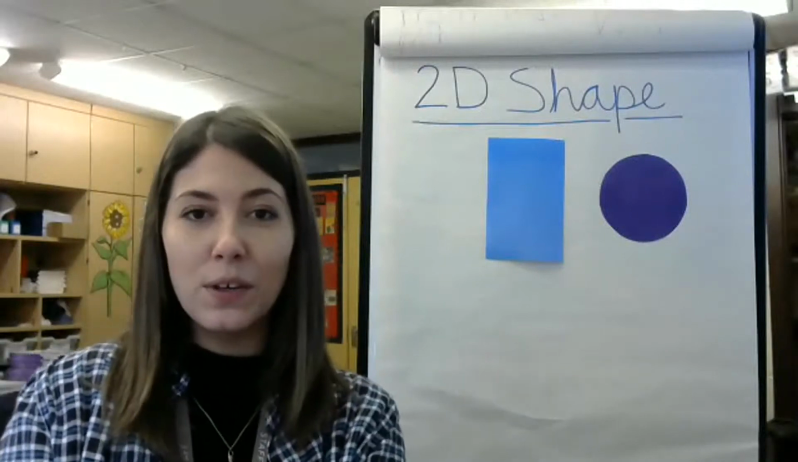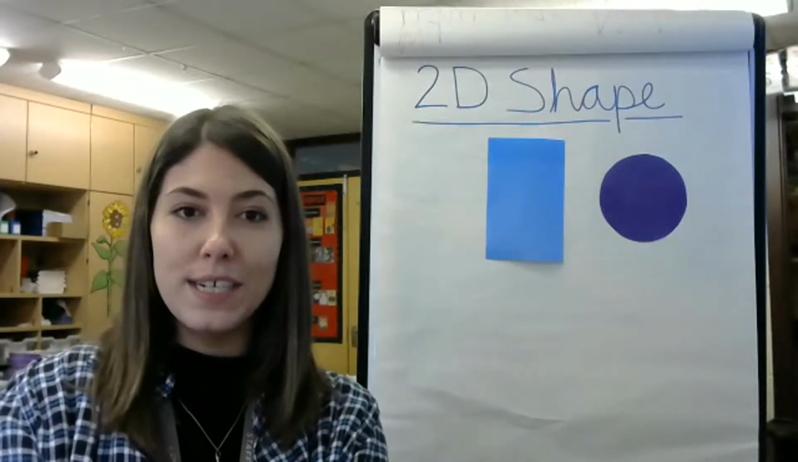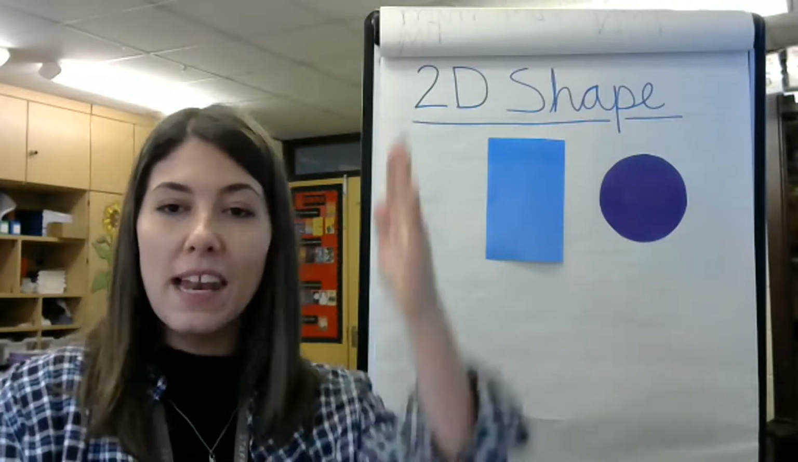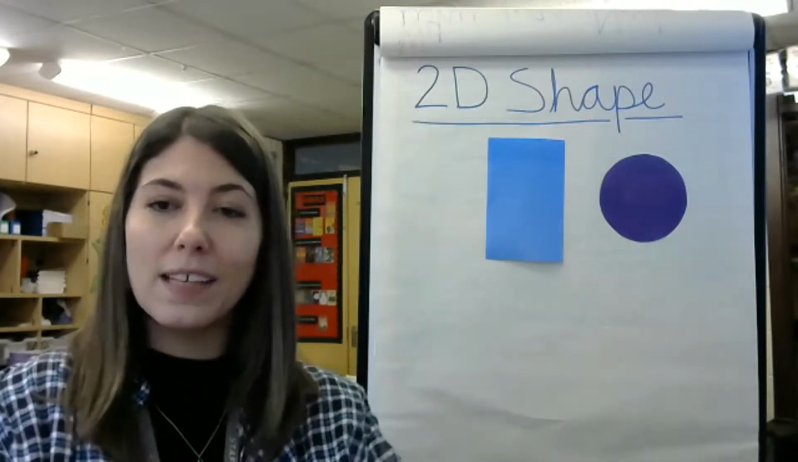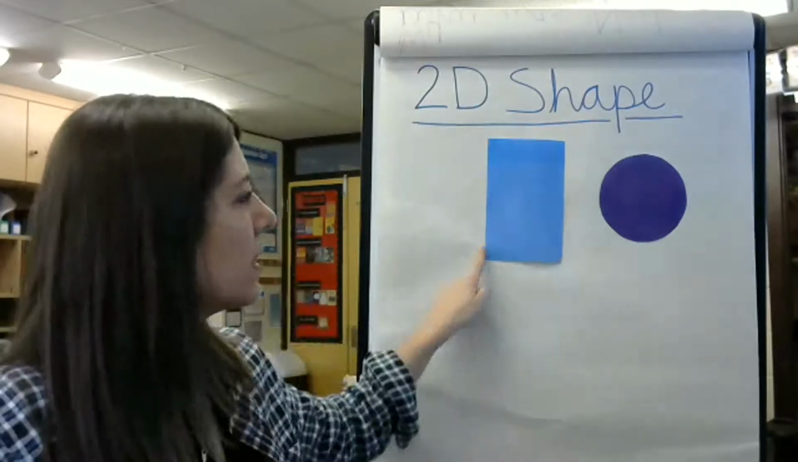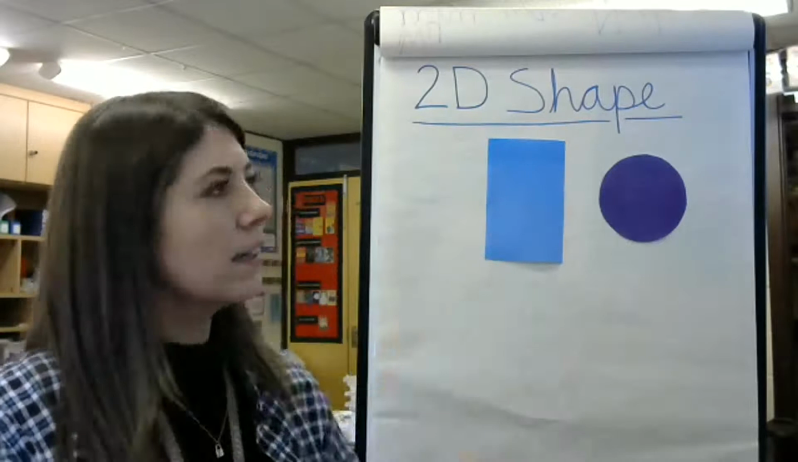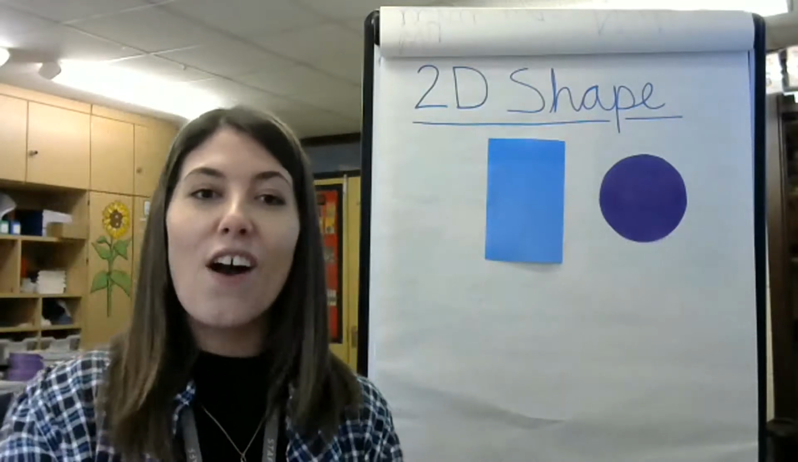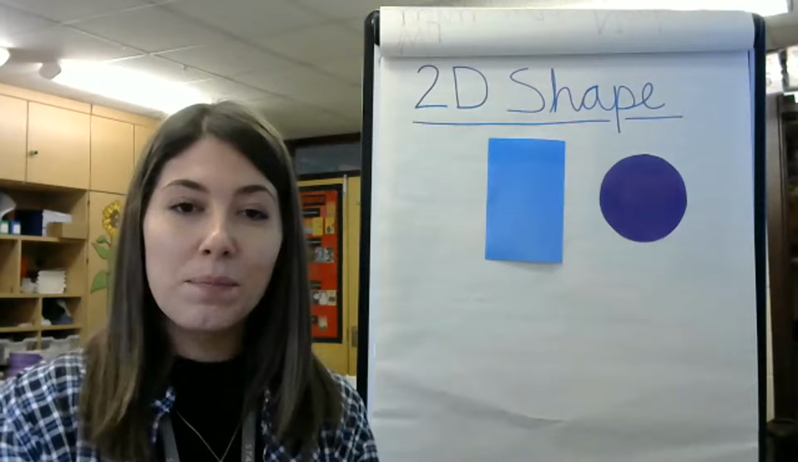Today we're going to be carrying on looking at our 2D shapes, those shapes that have two dimensions, remember, length and then width as well. Now yesterday we were counting these things on the shapes. Can anyone remember what they are called? They are sides of the shape.